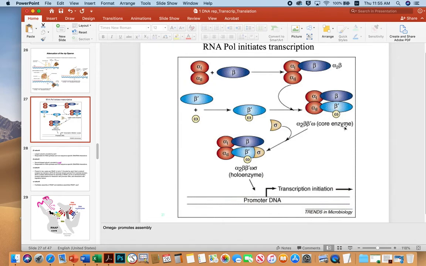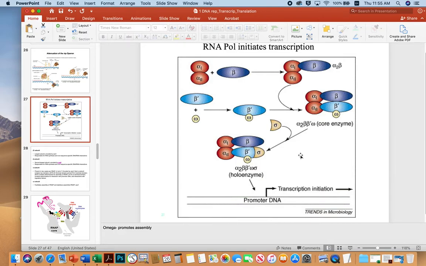Now this is not a functional polymerase right here as an alpha 2 beta, beta prime, omega. It requires a sigma factor that you see here. And now it's the holoenzyme when all these components are together. And the holoenzyme can then find specific promoters and initiate transcription. Another cool thing about this is that sigma factors are modular. The RNA polymerases can bind to different sigma factors, which could then drag the polymerase to different promoters.